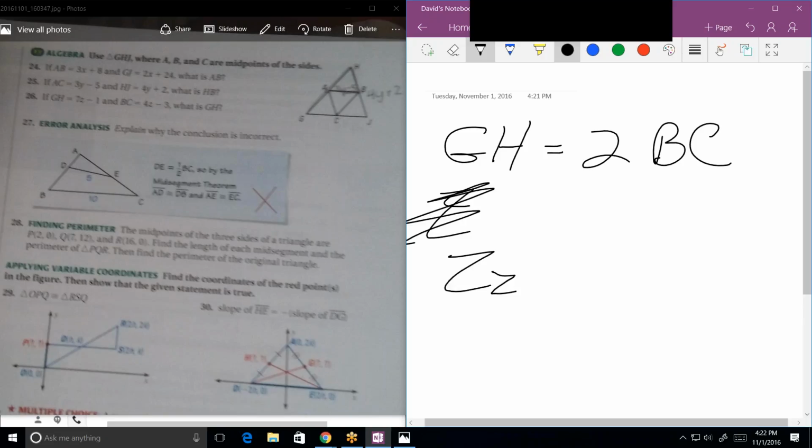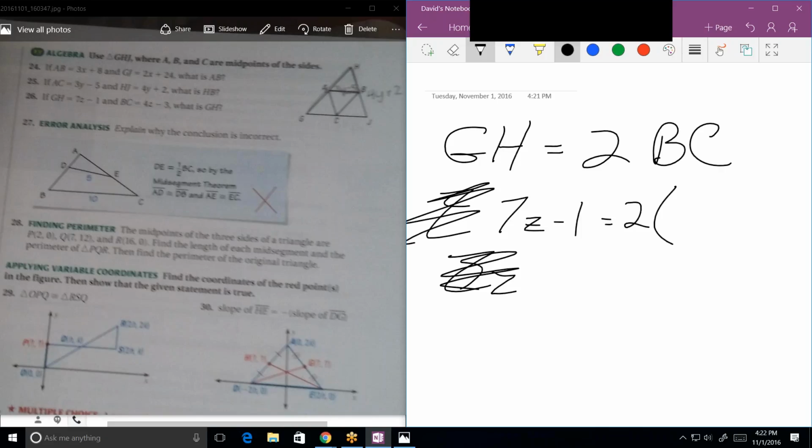7, what's wrong with me? I keep trying to write a 7 and it comes out as a Z. Wow. 7z minus 1 equals 2 times 4z minus 3. I wonder if everybody does that. When you're writing 7z, if the tendency is to make that 7 look like a z. You know what I'm saying? Maybe.